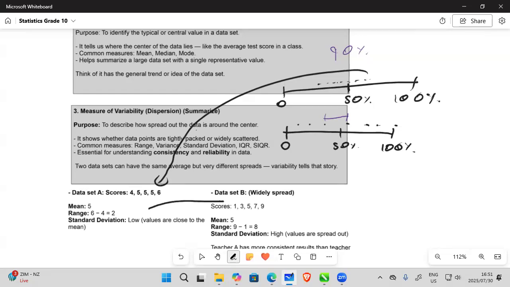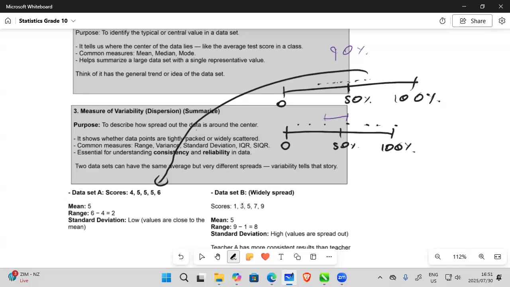Because it says that both are 50, let's say 5 or 50% classrooms. But this one here, the marks are spread very unreliably, right? So you can't really say that it's a 5 classroom. It's actually lower because we have a lot of low performing students. Here we have fewer low performing students, right? So that's what the dispersion does.